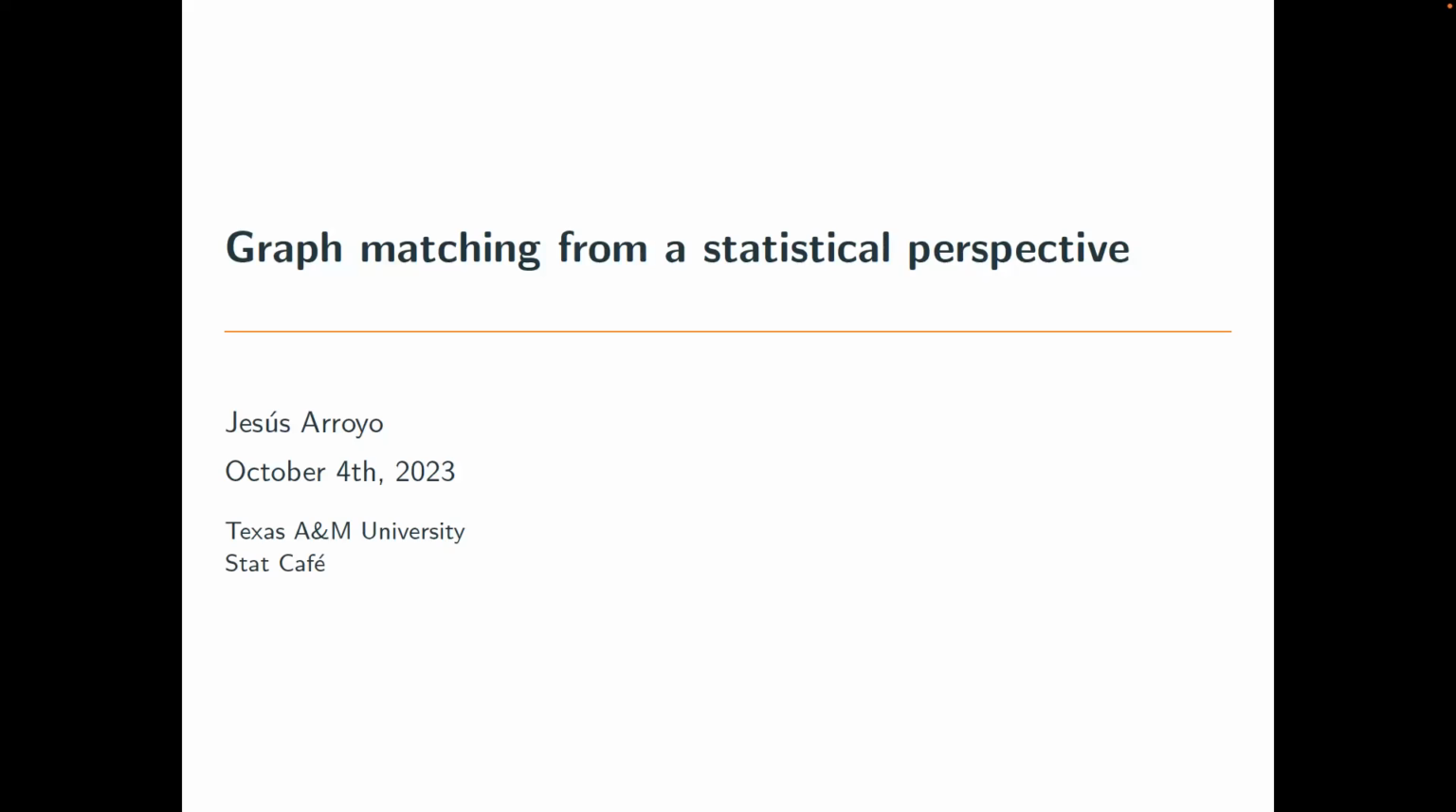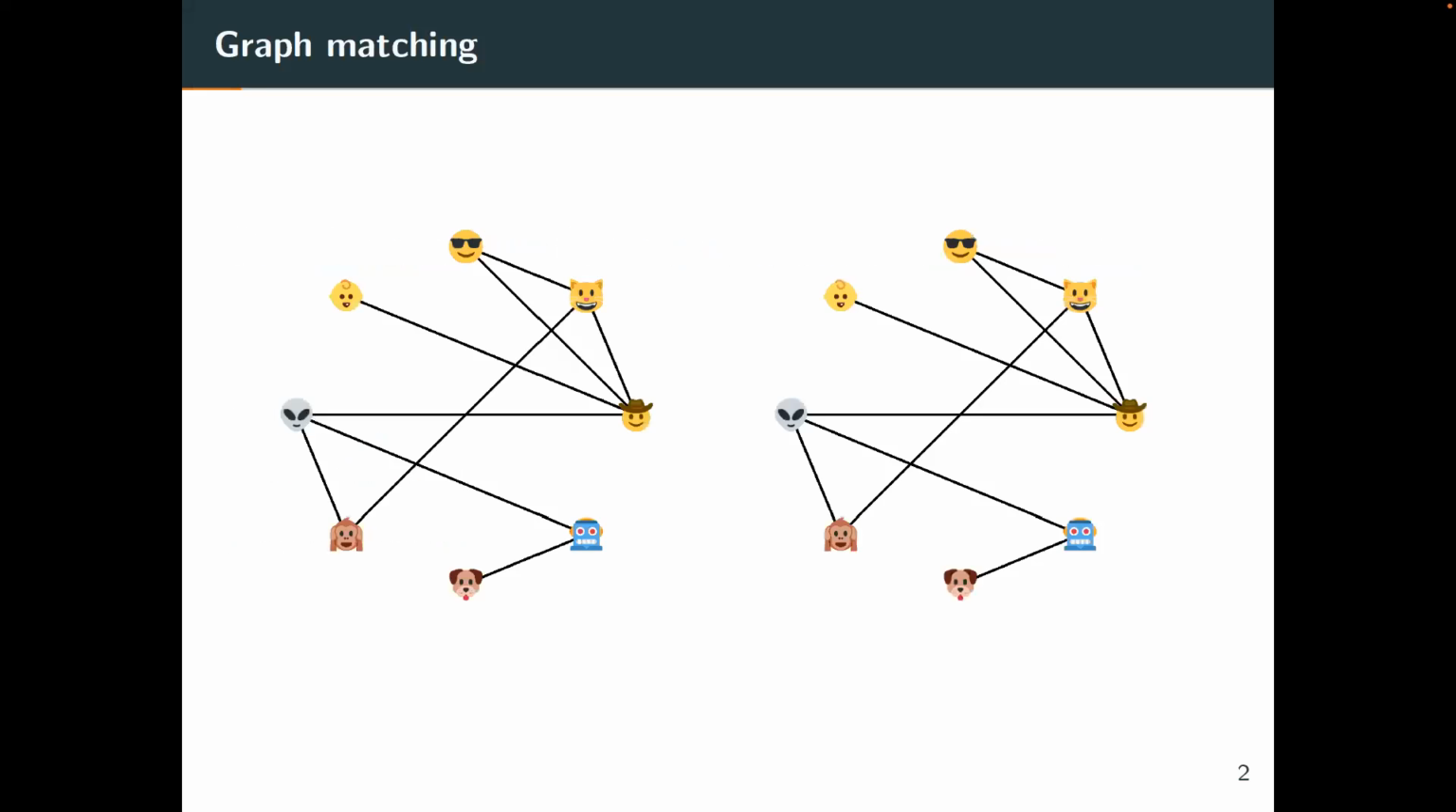I'll be talking about graph matching. So let me just start with a very brief introduction on what the problem is. The idea is very simple. Let's say that you have two networks. This could be, for example, two social networks or any type of graphs.